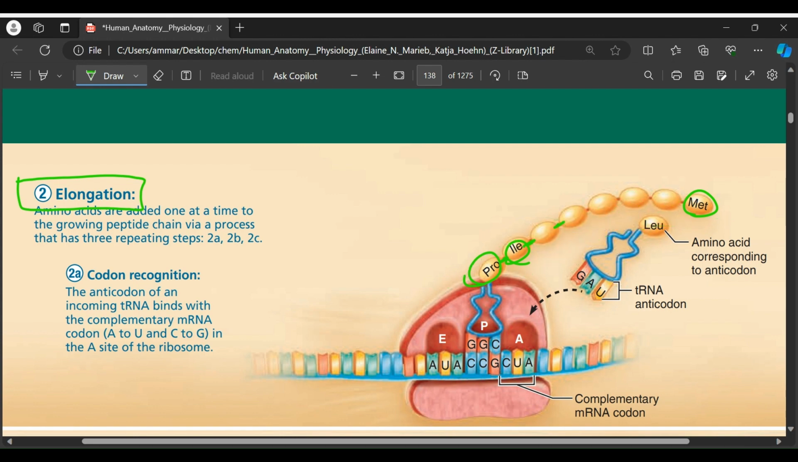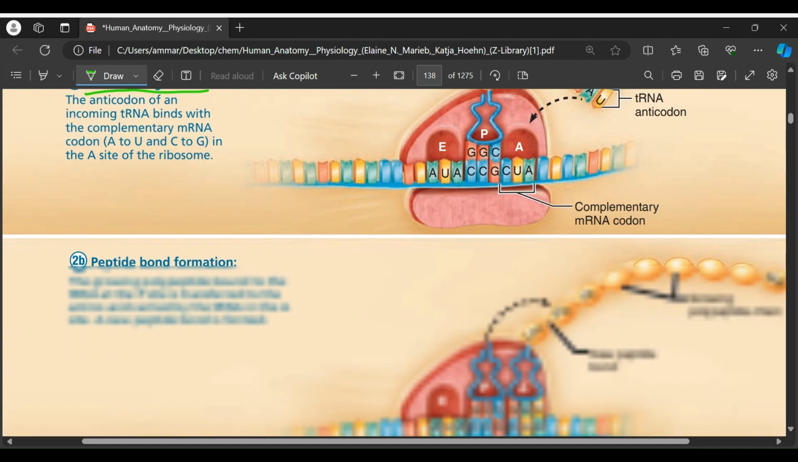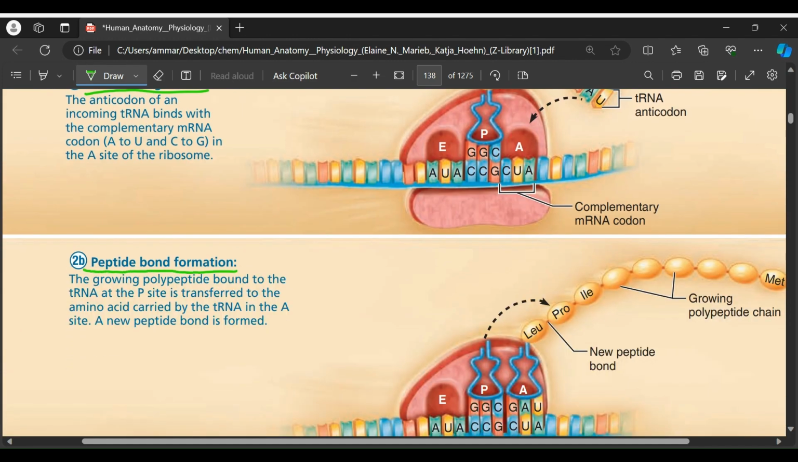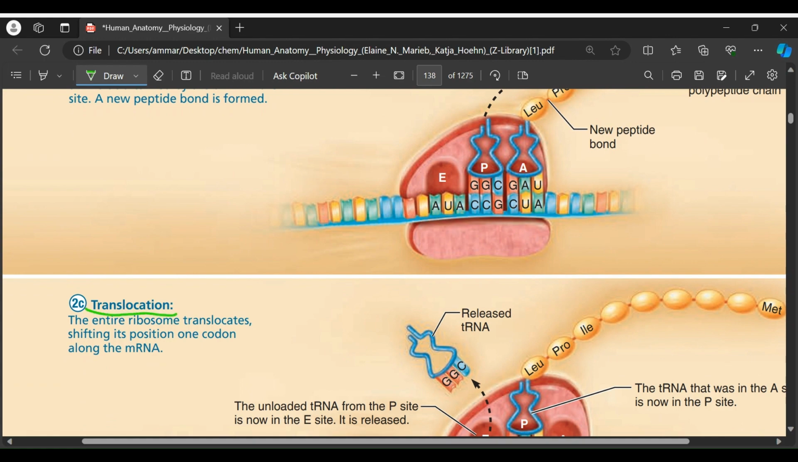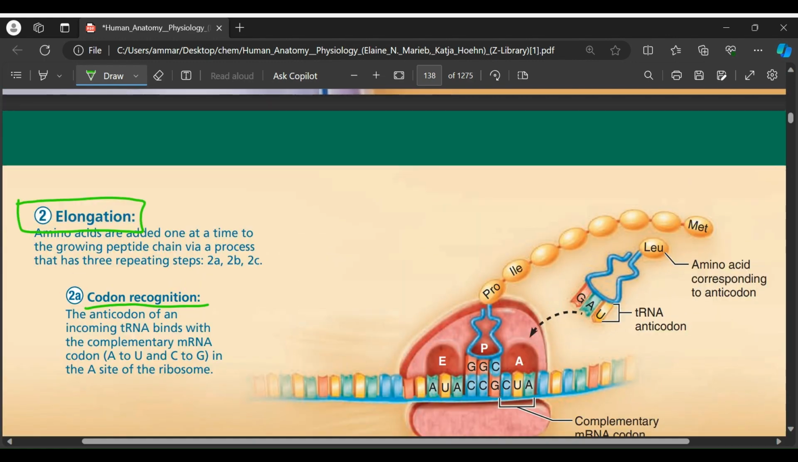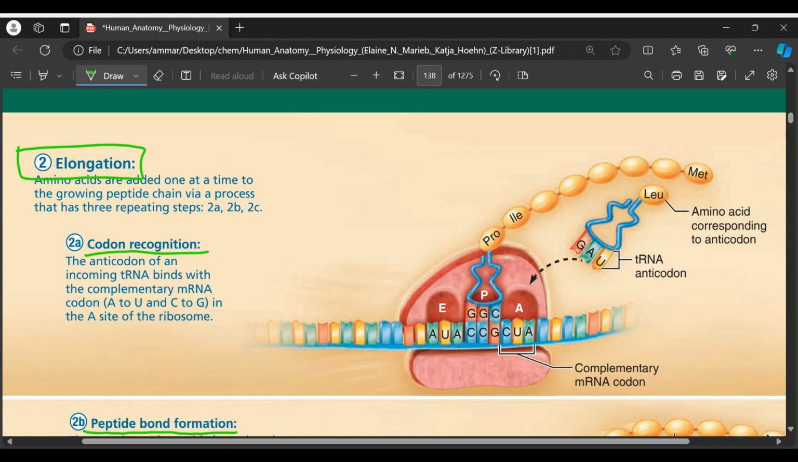And it also has three steps. We have codon recognition, peptide bond formation, and translocation. Let's begin with the codon recognition. The anticodon of an incoming tRNA, so let's say this is the anticodon, binds with the complementary mRNA codon. So it binds with this one. And what do we mean by complementary? We mean the letters here complement these.